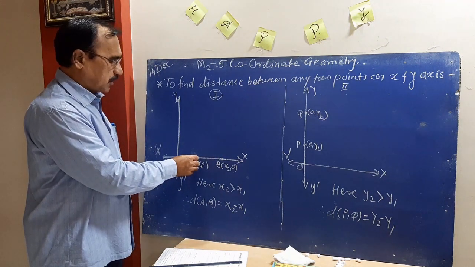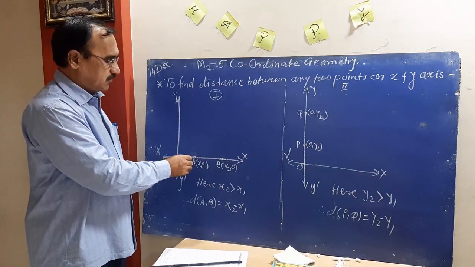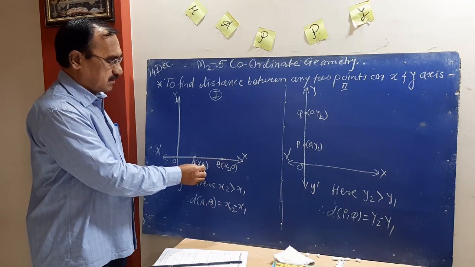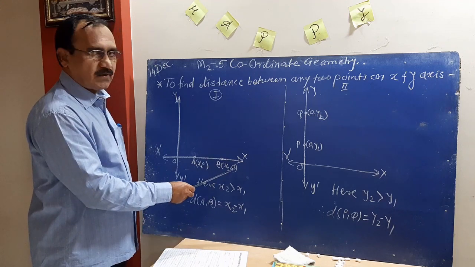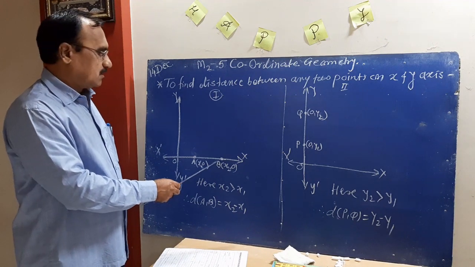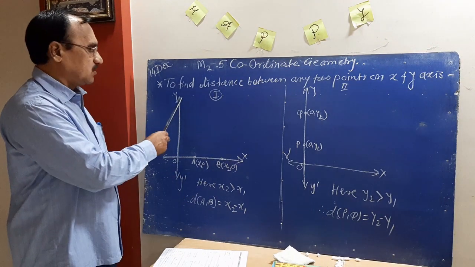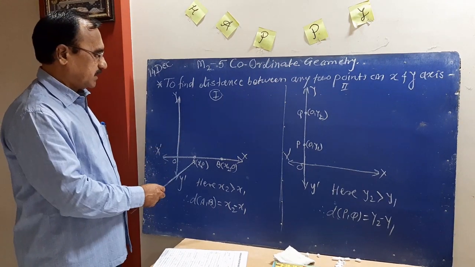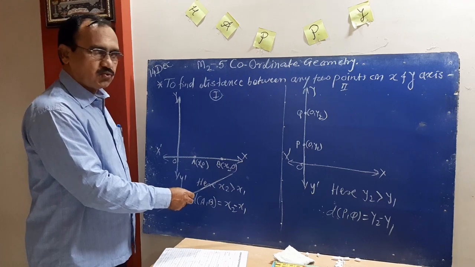If we draw a perpendicular on the y-axis from A, here is 0, and therefore this is the x coordinate, this is the y coordinate. This is the rule of coordinates. The y coordinate on the x-axis is 0 and the x coordinate on the y-axis is 0, and therefore the coordinates of points A and B are x1, 0 and x2, 0.